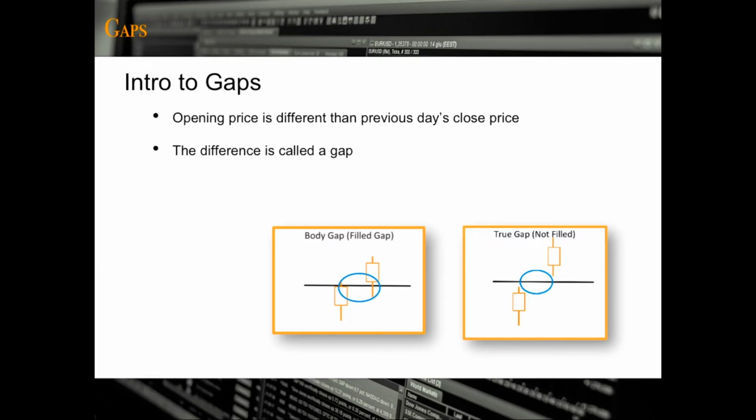We will explore and focus on different types of gaps, but to start off, let's get into the basics of what gaps are. A gap happens when the opening price is different than the previous day's close price. The difference is called a gap. So if we look here, this is a filled gap, and then this is a real gap. I could literally draw a line through, and the wicks will not be touching.